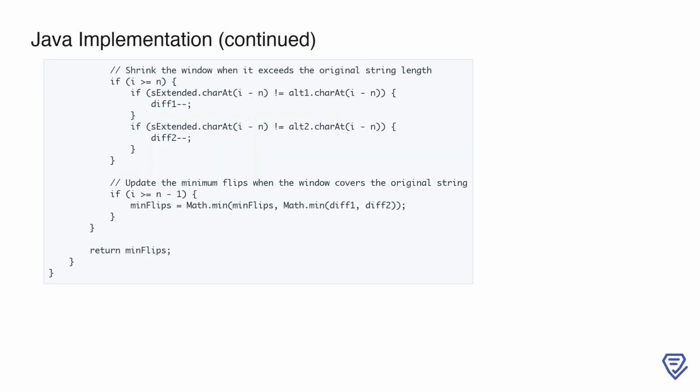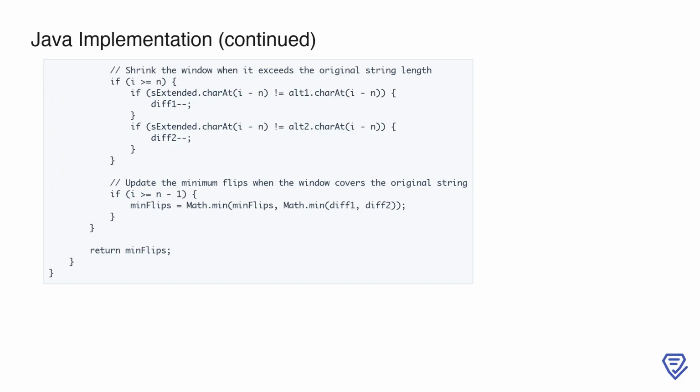To handle the sliding window logic, we iterate through the extended string using a loop. At each step, we compare the current character of sExtended with the corresponding characters in alt1 and alt2. If there is a mismatch, we increment the respective difference counters, diff1 or diff2. When the window size exceeds the original string length n, we shrink the window by checking the character that moves out of the window and decrementing the corresponding difference counters if there was a mismatch. This ensures that we are only considering the current window of size n.